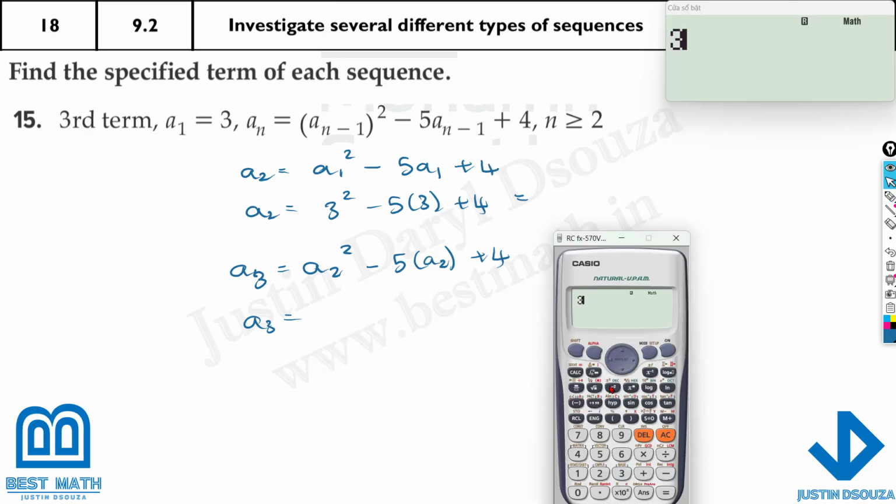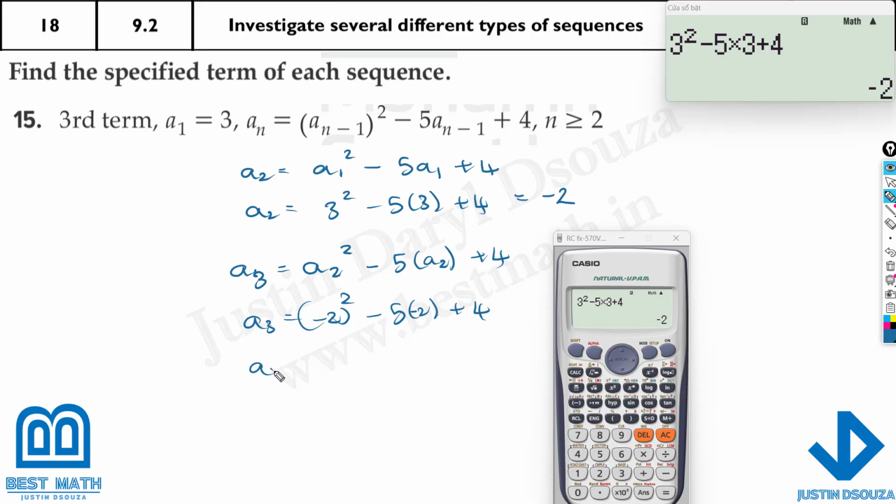So this is 3 squared, that's 9 minus 15, that's 5 times 3 plus 4, and it's minus 2. And here it'll be minus 2 the whole squared, minus 5 times minus 2 plus 4. So it'll be 4, 8, and again it'll be minus 2. Okay, this is C. It's gonna be 18.